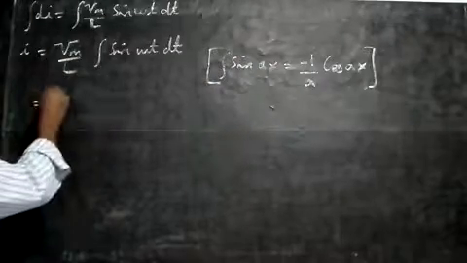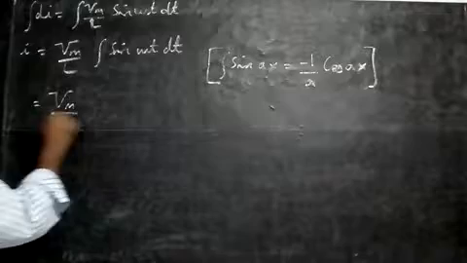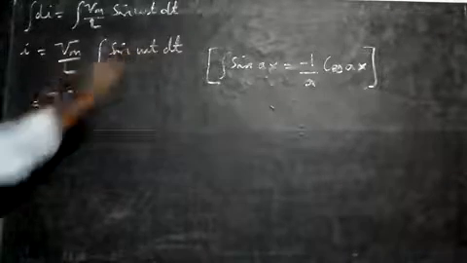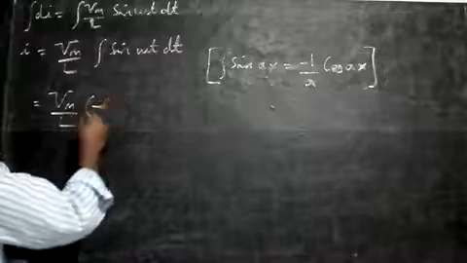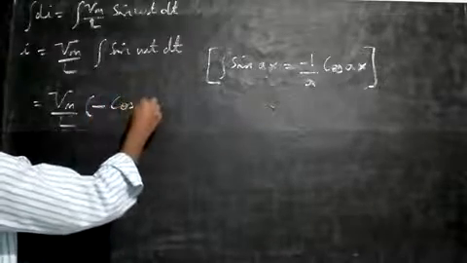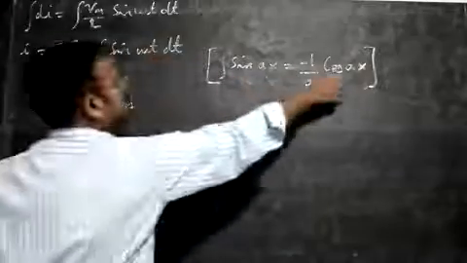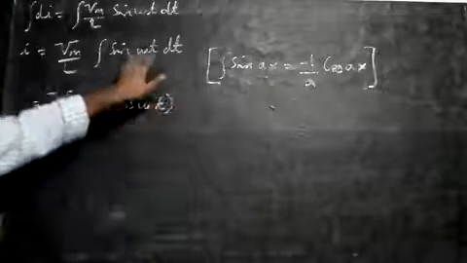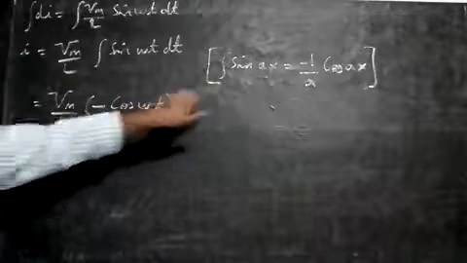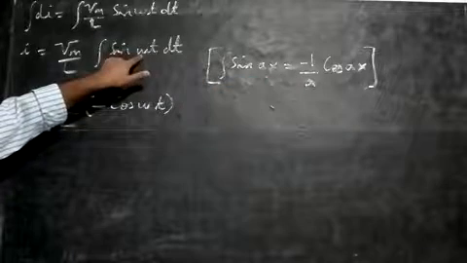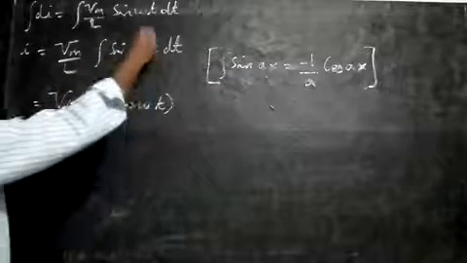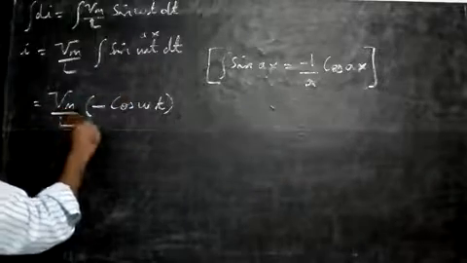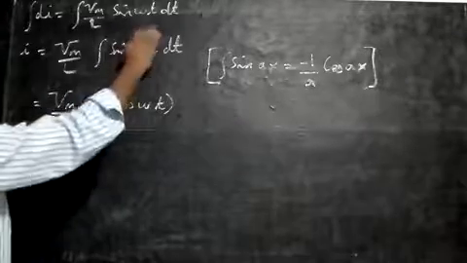So what we get here is Vm by L. Now instead of this a we get omega. So what we'll get is minus cos ax. Instead of ax, you have omega t. Sin ax gives minus cos ax, and this 1 by a was there, so instead of a we have omega. Bring this omega down here.